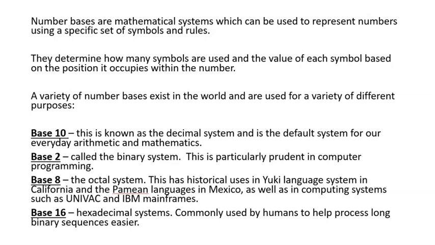Now, a variety of number bases exist in the world and are used for a variety of different purposes. Base 10 is what's known as the decimal system. This is the default system for everyday arithmetic and mathematics. Base 2 is called the binary system. This is particularly prudent in computer programming, where a lot of programming is done using ones and zeros.